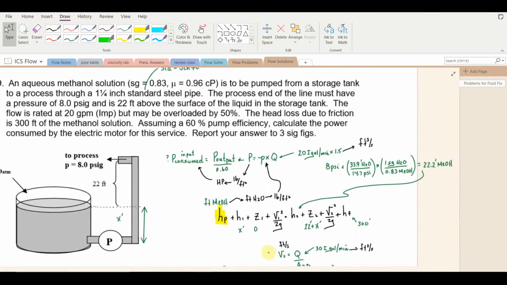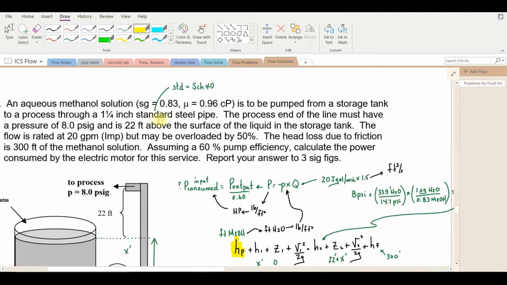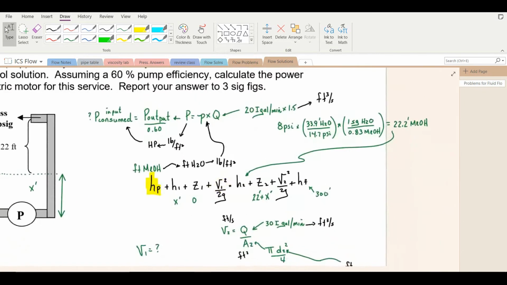So I've written it out here. I just want to remind you that a 1¼ inch standard pipe means it's a schedule 40, and you have to look up the actual dimensions and calculate it. You can't assume it's exactly 1.25 inches. All right, so again, we're going to plan for 30 gallons per minute, convert it to cubic feet per second.